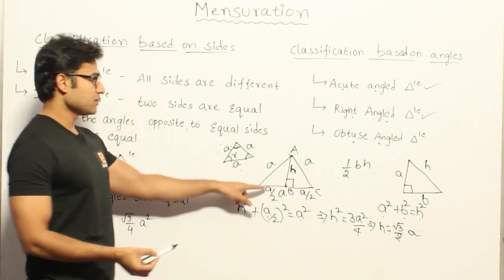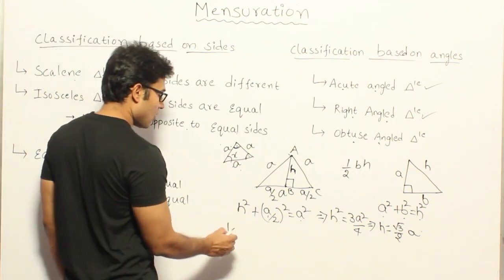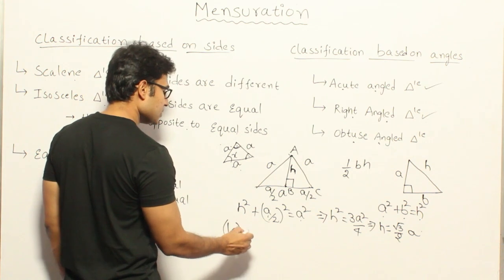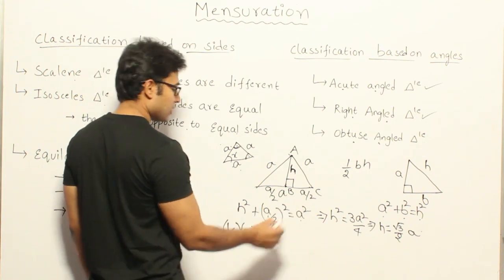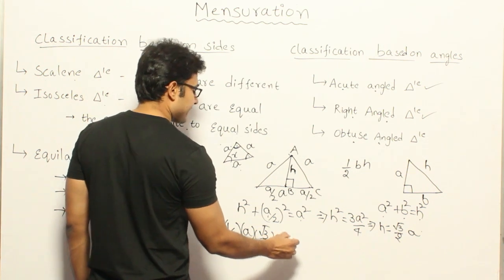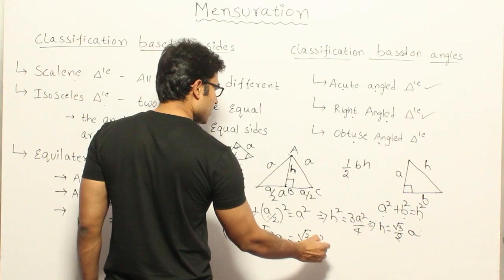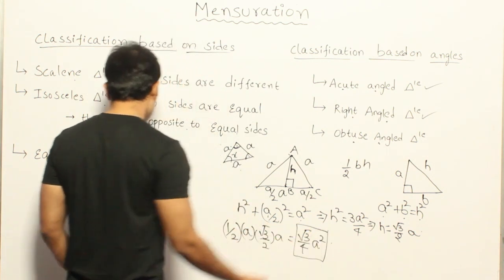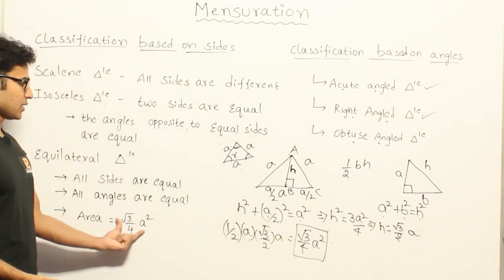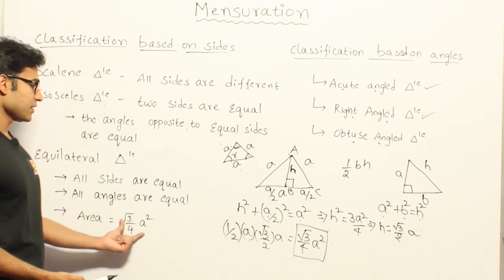Now we can directly substitute in the formula, half into base into height. So it is going to be half into, what is base? Base is A, and what is height? Height is root 3 by 2 A. It is going to be root 3 by 4 A square, right? So this is the area of a right angle triangle. Okay, sorry, area of an equilateral triangle, not right angle triangle.